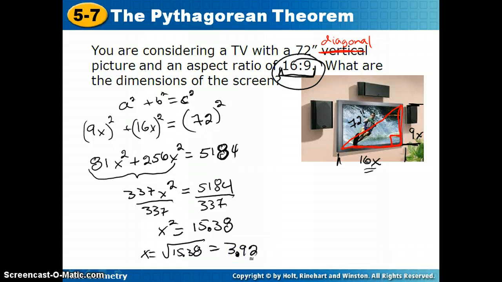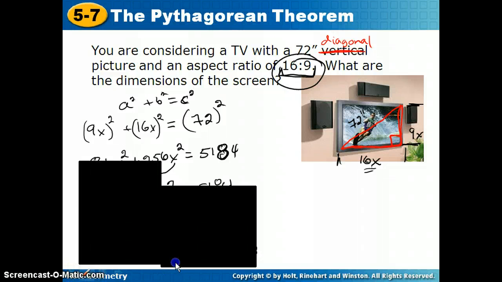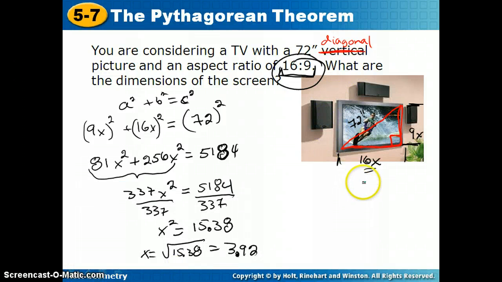So is that the height or the width? Well, I thought the width was 16x. I thought that was 9x. Maybe I should plug it in. Okay. So the width is 16 times that. And then the height will be 9 times it.